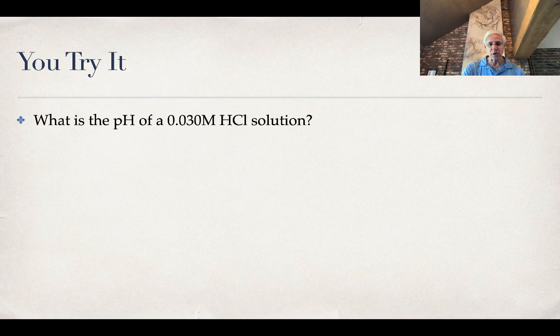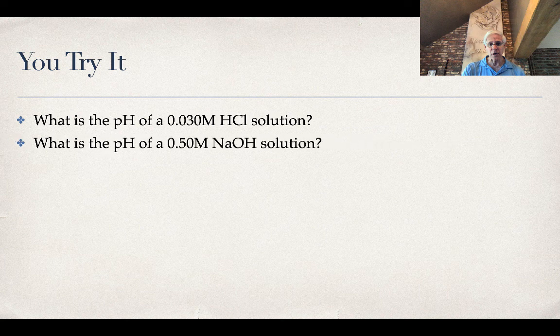So here's a couple of calculations for you to try. We want to know what is the pH of a 0.030 molar HCl solution, hydrochloric acid. One of the things you have to recognize is that HCl is a strong acid, and we talked about what strong acids do and what effect that has on the concentration of the H3O+. And then we have what is the pH of a 0.5 molar NaOH solution.